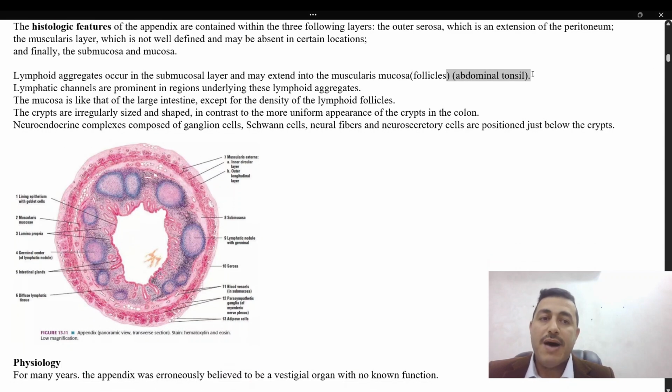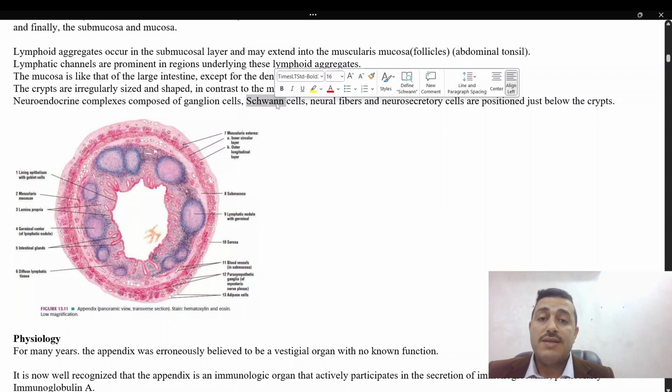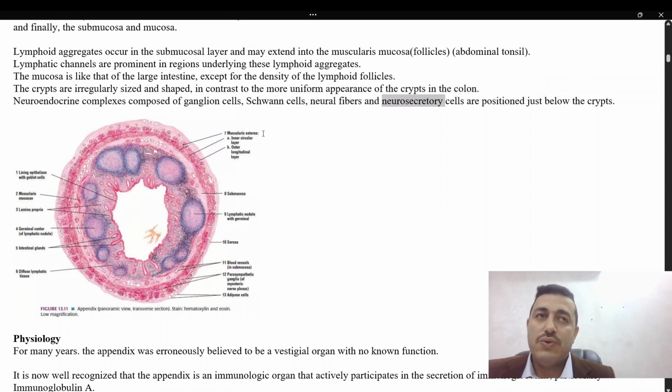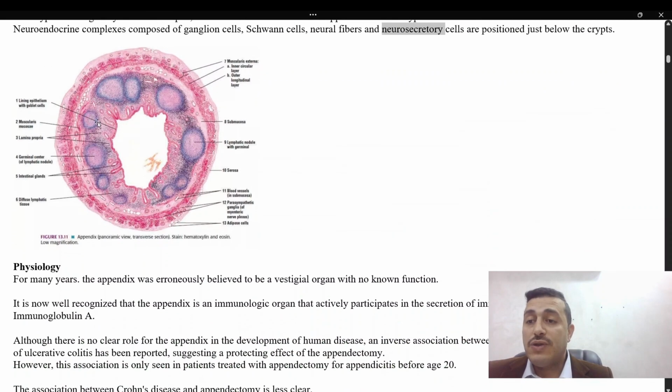Okay, Peyer's patches, also called the abdominal tonsils. Lymphatic channels are prominent in the region underlying the lymph. We said that. You also have to recognize that in the appendix there is the neuroendocrine complex: the Schwann cells, the neural fibrosis, and neurosecretory cells. This will lead us to neuroendocrine tumor eventually. We will see later.